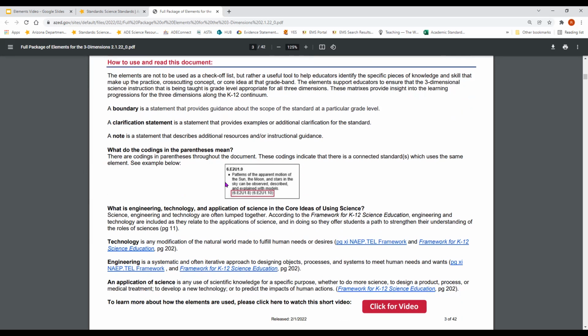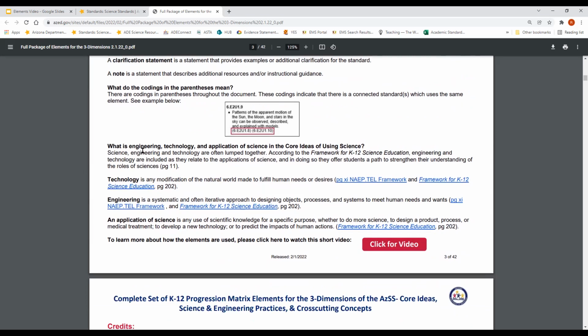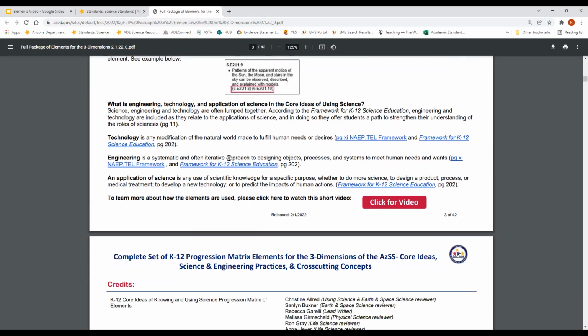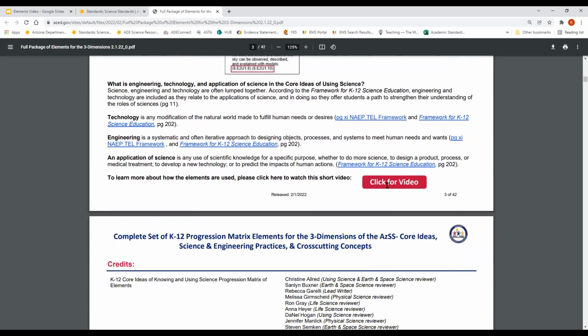There is also some codings, as you can see. Here is an example of an element for the core idea that correlates to this standard. Underneath, you'll see the bullet, and this is what we call the element. And then underneath, you'll see codings. These codings are in parentheses throughout the document, and they indicate that there is a connected standard or standards which uses the same element as described right here. We also clarified some language on what we mean by engineering technology and the application of science, and this video will be housed inside this document for easy viewing.